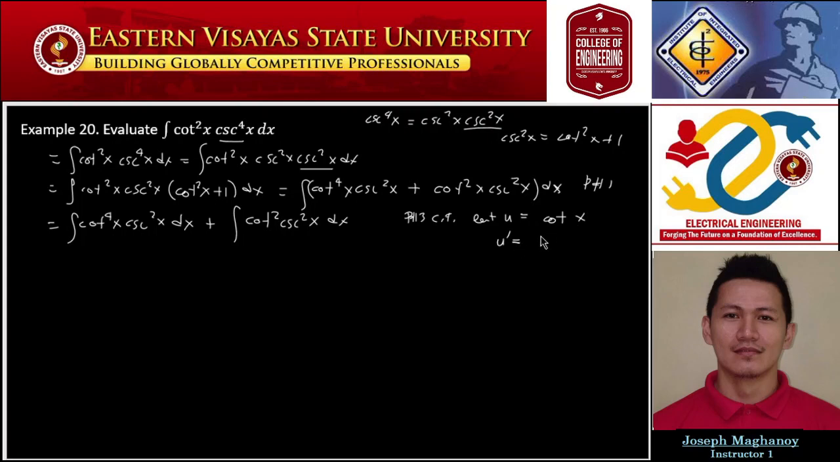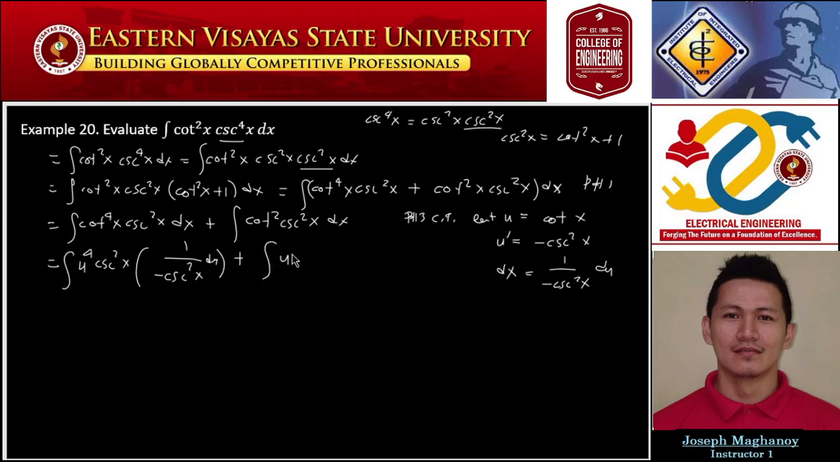Now, if we get the first derivative of cotangent x, that is negative cosecant squared x. So finally, dx is equal to 1 over negative cosecant squared x du. So we apply this correction factor to our two terms. Integral cotangent, we replace it with our u, but we copy the power, and copy the remaining cosecant squared x. And dx, we replace it with our correction factor, 1 over negative cosecant squared x du, plus integral cotangent, we replace it with our u, but we copy the power, copy the remaining function, and replace dx with the correction factor, 1 over negative cosecant squared x du.